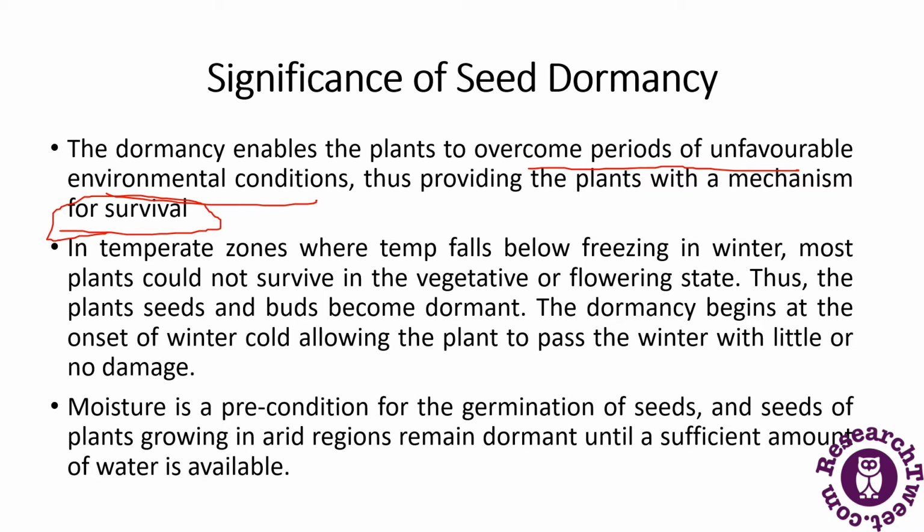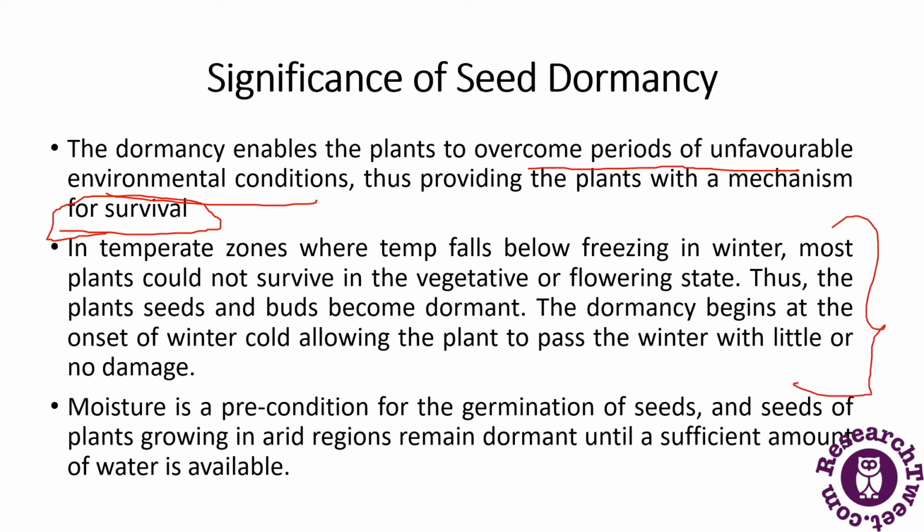Dormancy begins at the onset of winter cold, allowing the plant to pass the winter with little or no damage. So the seed will be in a dormant stage, which allows the plant to pass the winter without damage to the plant or the seed. This is where dormancy comes into the picture.